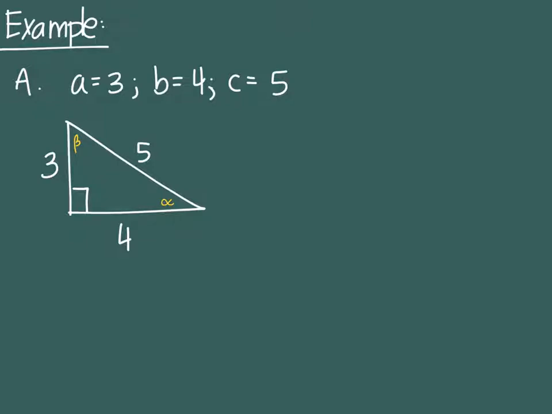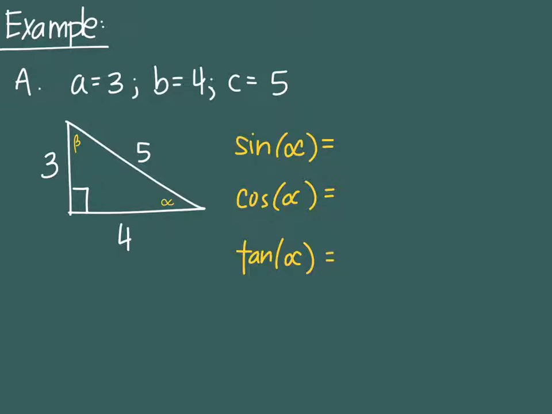Let's start with alpha. We'll keep it simple at the beginning. We're going to do sine of alpha, cosine of alpha, and tangent of alpha. Does anybody want to try sine? Sine is opposite over hypotenuse. Which one's the 3 over 5? Very good. So you got the opposite right. That's 3, and the hypotenuse is over 5. So opposite over hypotenuse.